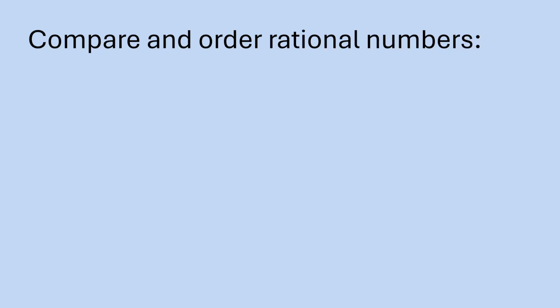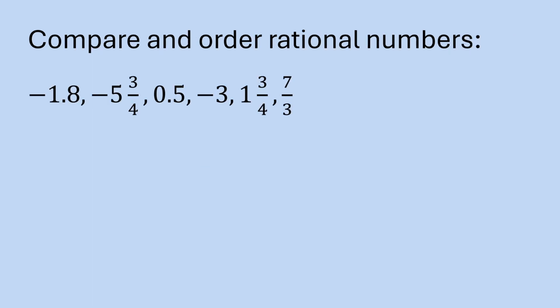Next example, we need to compare all these numbers and put them in order. Some numbers are fractions whereas some numbers are decimals. We will convert all numbers to decimals. The first number is already a decimal. Second is a mixed fraction, so we can convert it to a decimal. The number is negative 5 and 3 over 4. So the answer will be 5 plus 3 over 4. 3 over 4 means 0.75. So the answer will be 5.75.